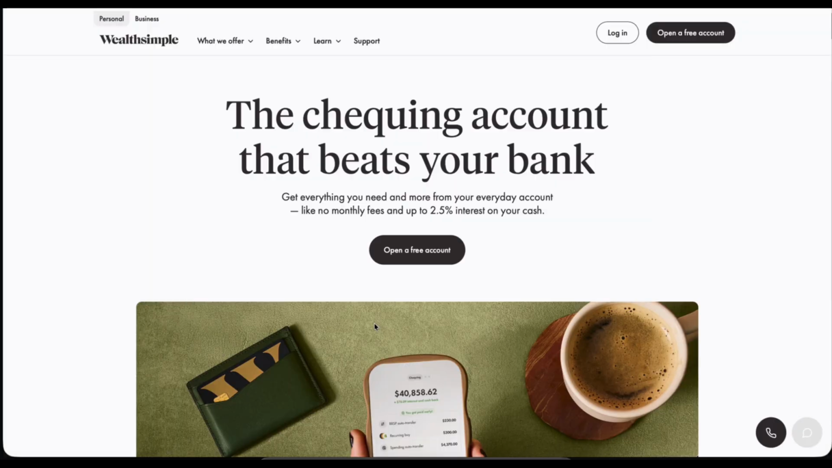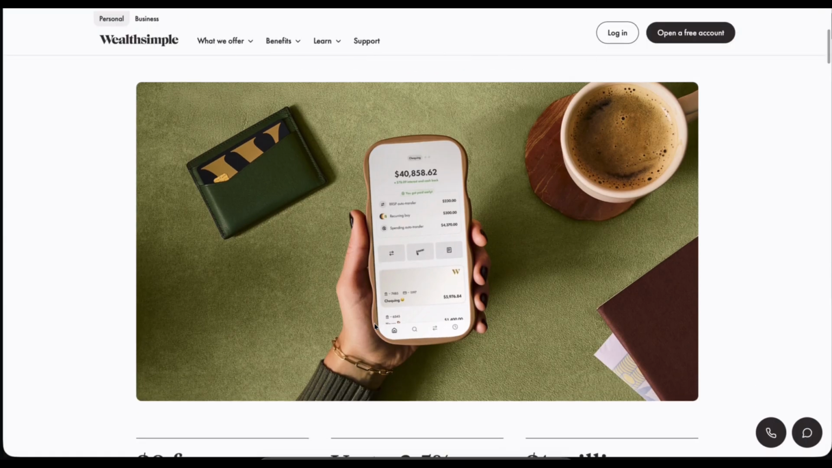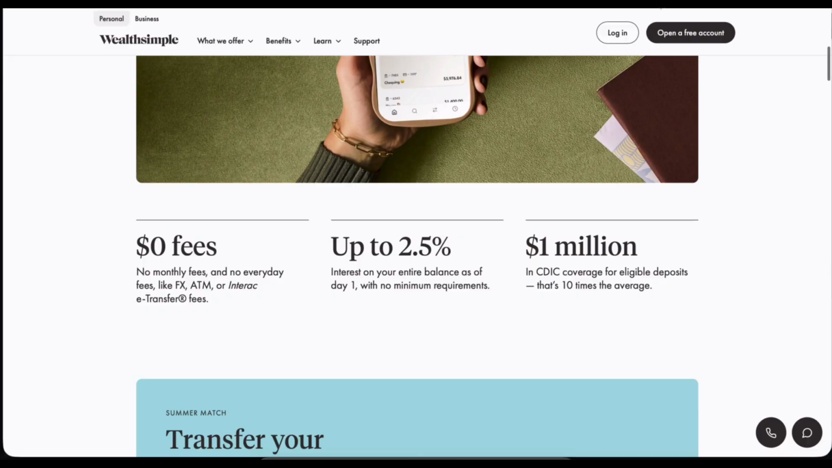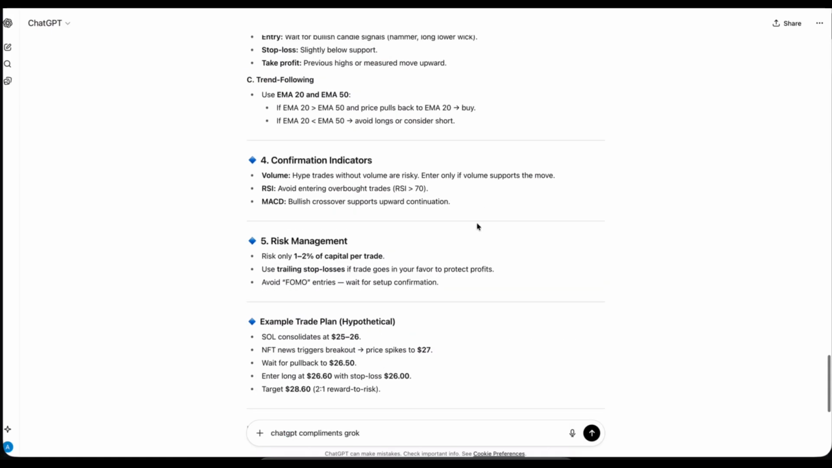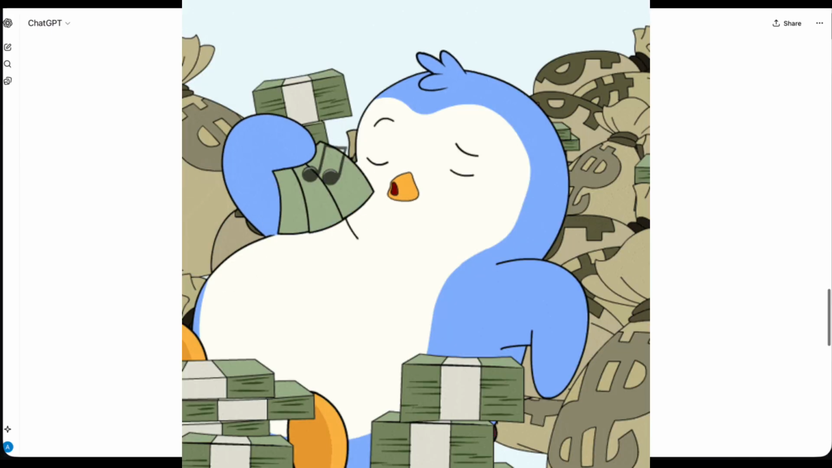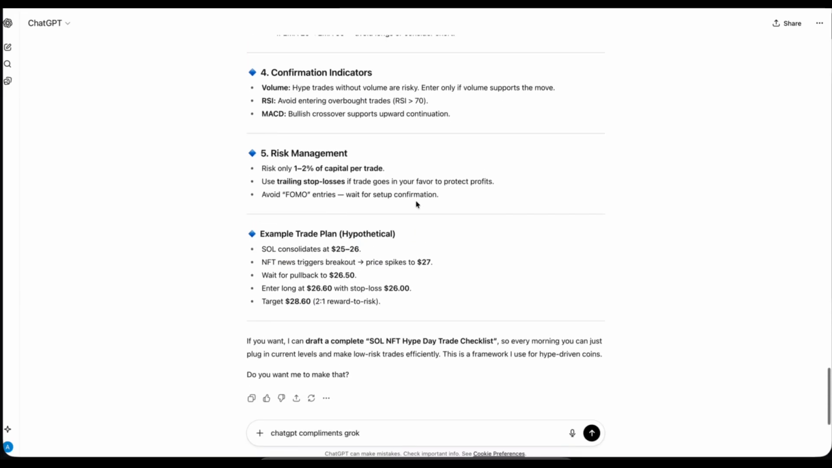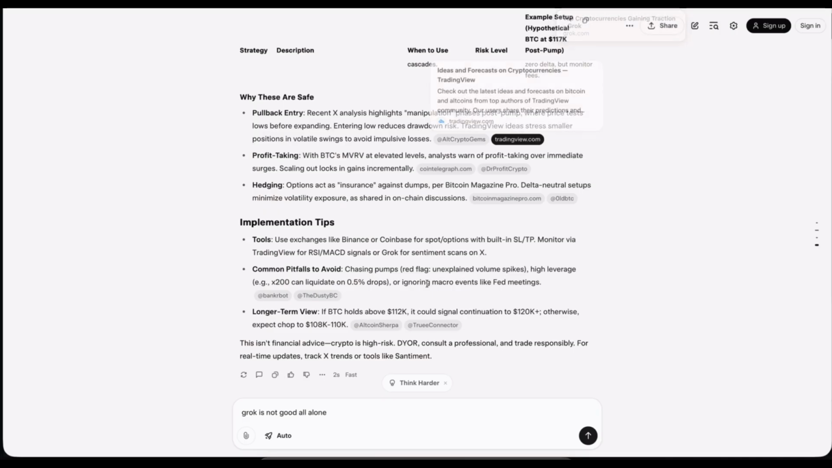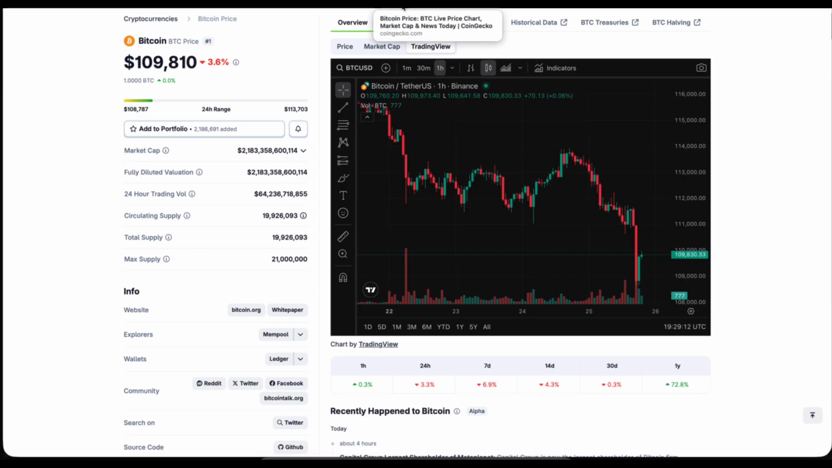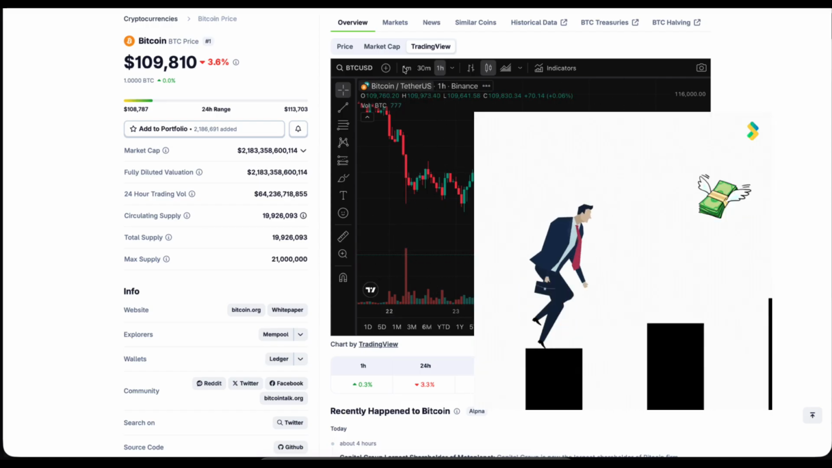So, to wrap this up before we go into the live demo, Grok helps you detect the noise and narrative of the market in real time. ChatGPT helps you filter that noise into structured, disciplined trade setups. Together, they give you a serious edge, but only if you remember one golden rule. AI amplifies your decisions. It does not replace them. Always double-check signals with charts, volume, and your own trading rules. So that's how Grok and ChatGPT can work together to give you an edge in crypto day trading.